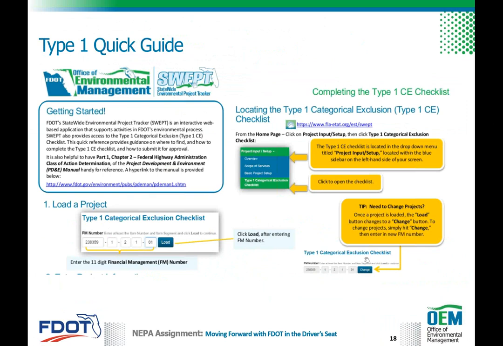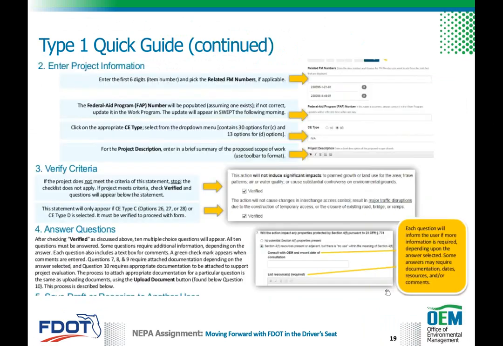But functionally within the application, it really works the same. I think at this point, a lot of people really understand the skill set. You start off with a type 1 FM number, you load that FM number, and once you get that number loaded, we'll start bringing up the form. Some information is going to be pulled in. You can tie it to related FMs.